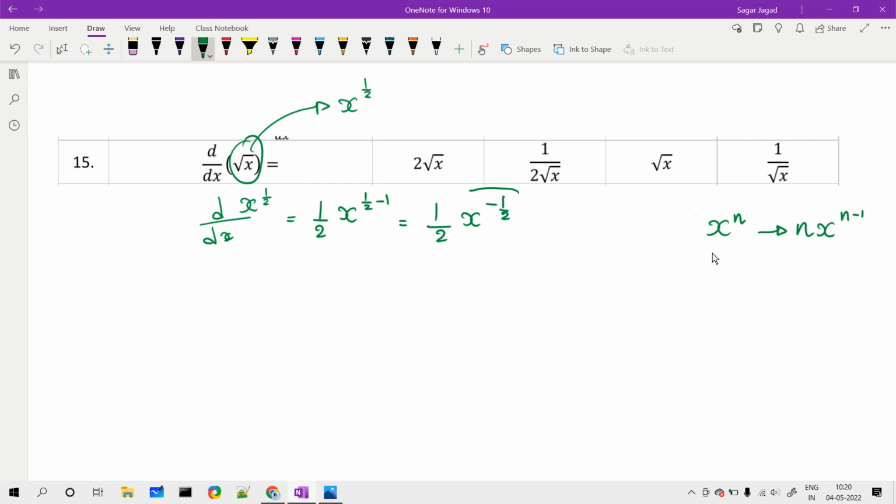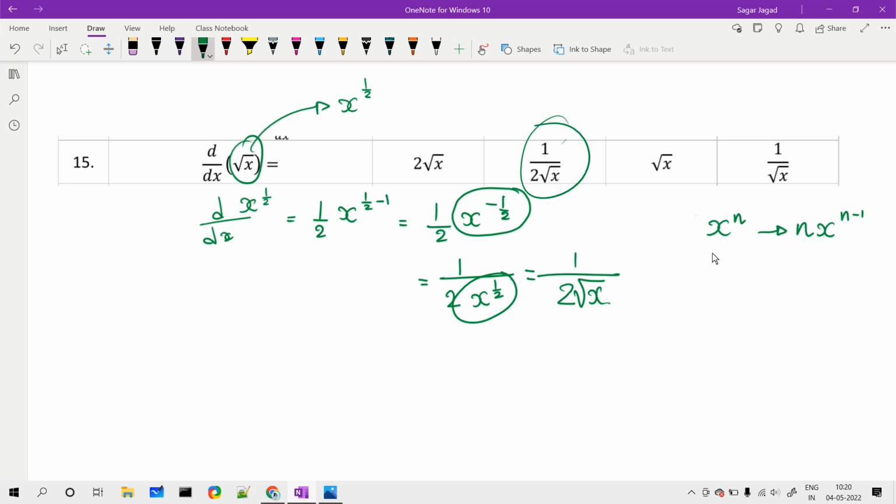Whenever I have a variable with some negative power, we just take it to the denominator, so its sign changes. So it is 2x raised to plus half. If it goes from numerator to denominator, the sign of the power changes. So it is 1 by 2 x raised to half. What is x raised to half? It is nothing but root x. So option B is correct.